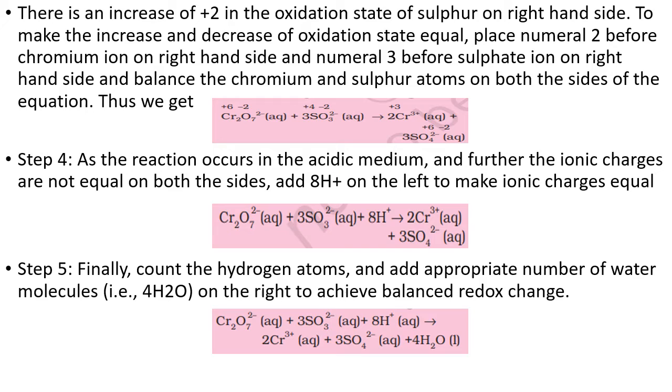Now Cr has undergone change in the ON from +6 to +3. Am I right? That means decrease. Decrease by how much? Decrease by 3 for every Cr atom. Now in the same way, sulfur has undergone change from +4 to +6. That means increase in the ON by 2 for every sulfur atom.